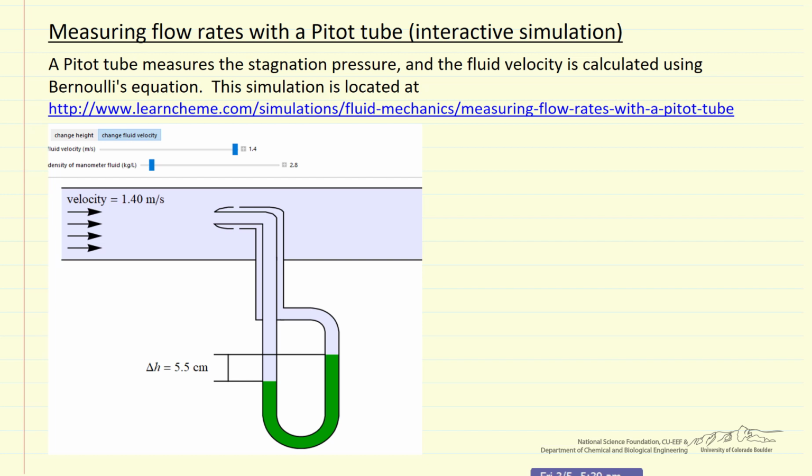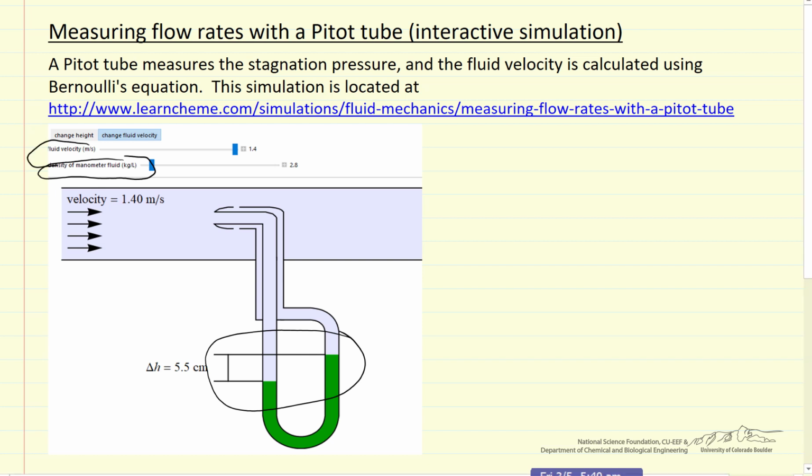I'm going to explain how to use an interactive simulation that models a Pitot tube. Essentially, this is a way to measure the velocity of a fluid stream by measuring a pressure difference. The pressure difference here is due to a fluid in a manometer. The simulation allows you to change the density of that fluid, and that will, of course, change the height. It doesn't, of course, change the pressure difference.